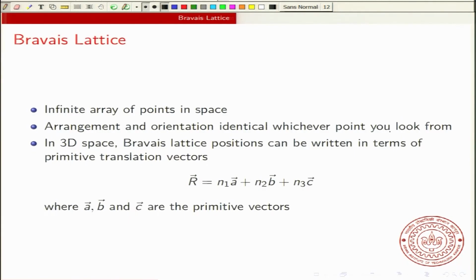Let us look at some examples. Again, I will be using 2-dimensional space to show an example, but you can do the same in 3 dimensions. So, let us construct an array of points. It has to be an ordered arrangement of points. So, this is an arrangement of points, and you arrange all these points in a line. Then let us say you arrange some points here.